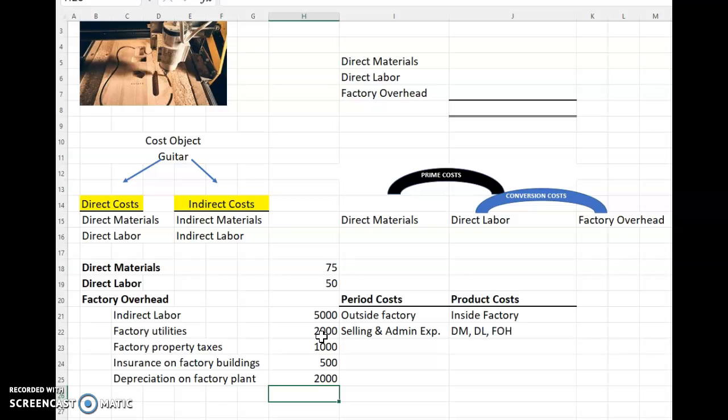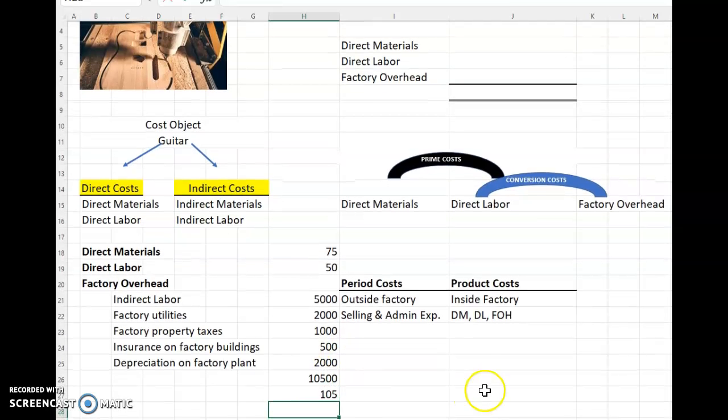But we can't directly trace this to one guitar. So this is how we're going to do it. First, you need to add these together to get a total cost. So 10,500. But let's just say for now that we have come up with 1%. That's the amount we're going to apply to each guitar. So we're going to do 1% of 10,500. So 105 of indirect costs.